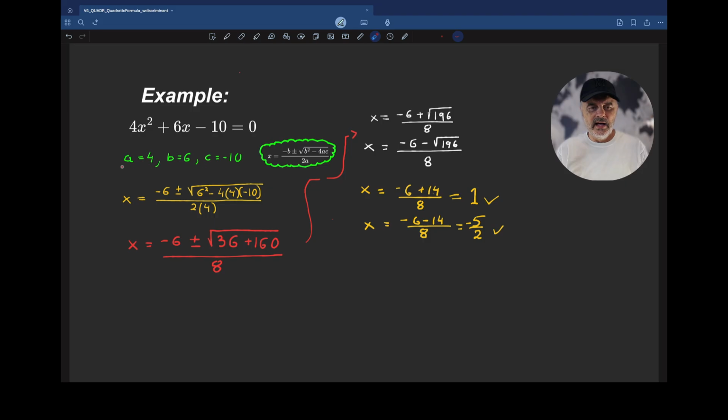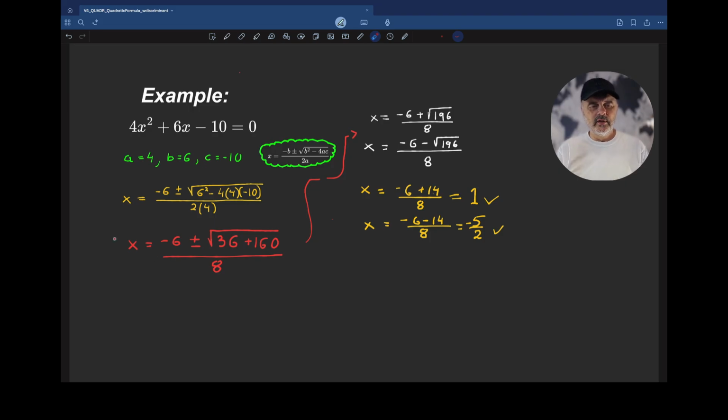After you identify how much a, b, and c are, you carefully put that into the formula. It shows negative b, so if you have 6, you put down negative 6, plus or minus, and inside you have b squared, therefore 6 to the power of 2, minus 4 times a, so a is 4, times c. It is a good idea to show multiplication by using brackets, especially when you have negative numbers involved. It is very, very important.